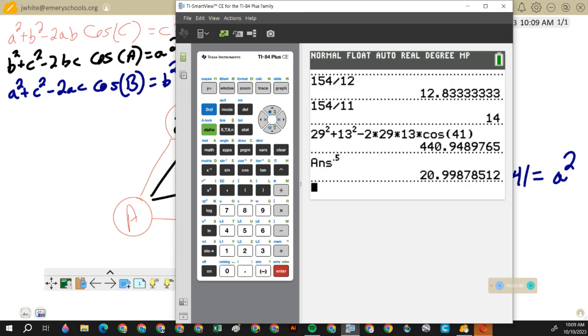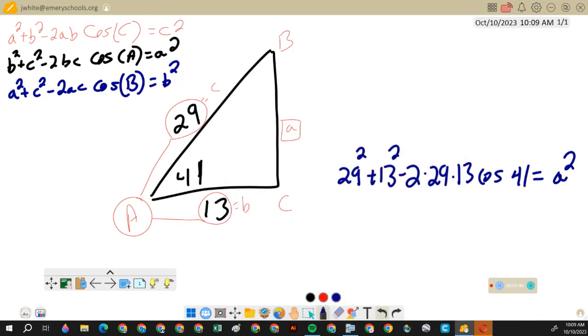Now, this problem doesn't ask you to find the angles. But if it wanted me to find all angles and all sides, how would I find angle B? You could use the law of cosines, but the law of sines is easier. So I would set this up: the sine of B over 13 is equal to the sine of 41 over 21.